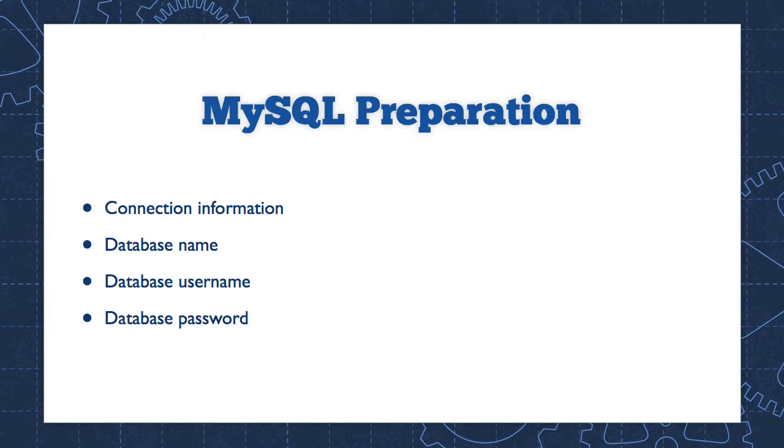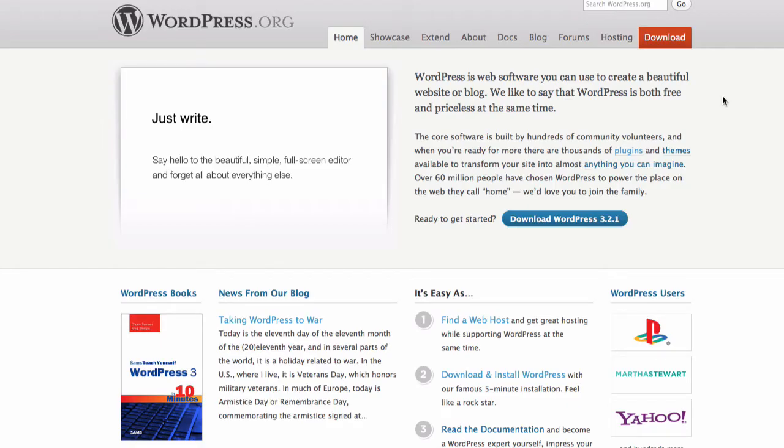The username and password are different than the FTP username and password. So make sure that when you set up your database, or when someone sets up the database for you, you get this information, and then you'll have everything you need to be able to install WordPress. So my database has been created. I've got my database username and password and connection information.